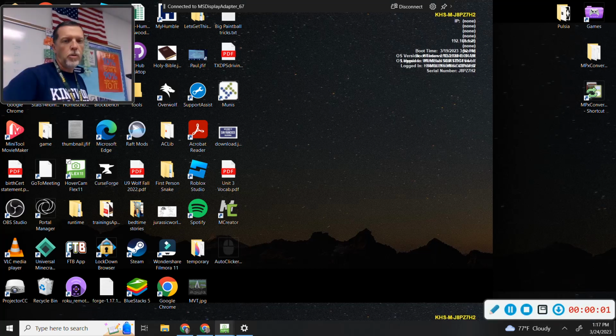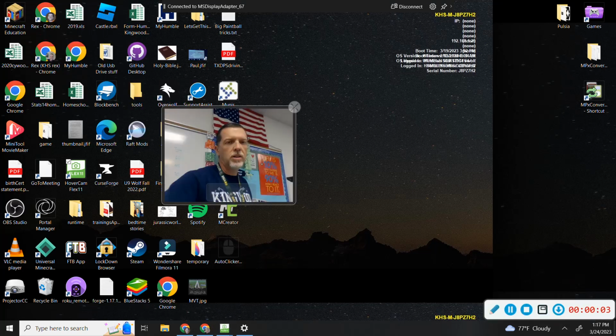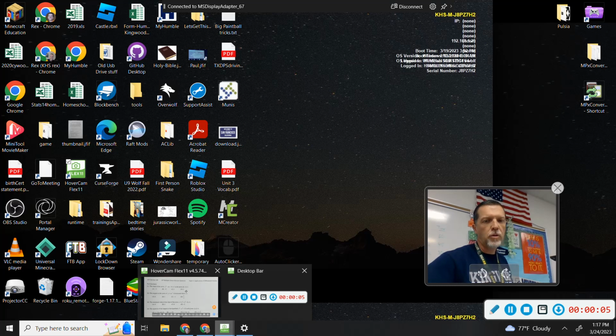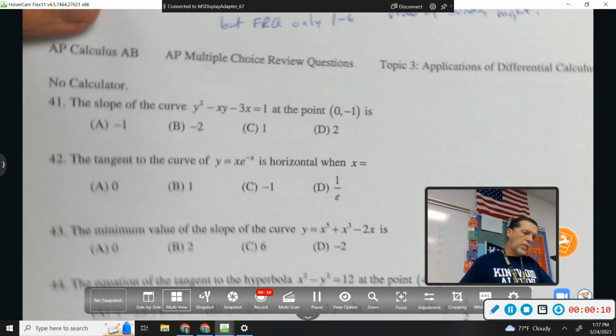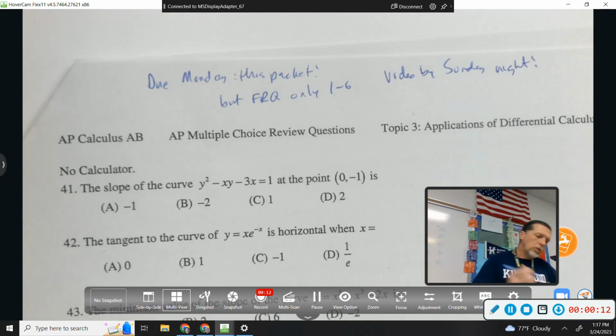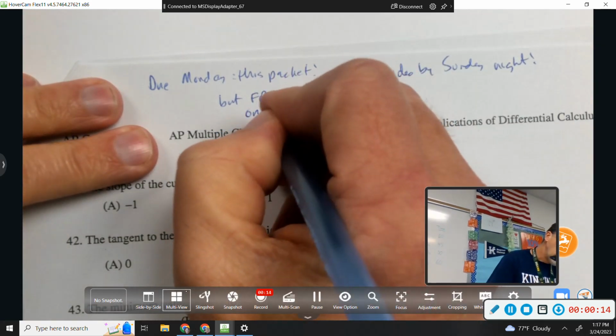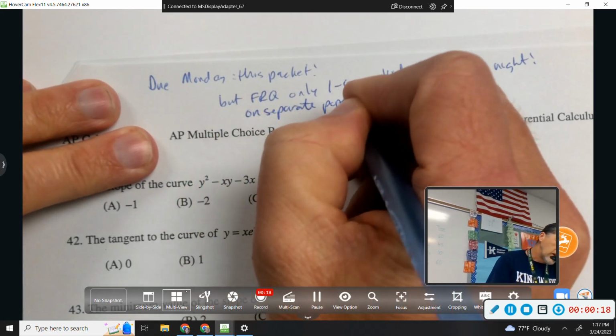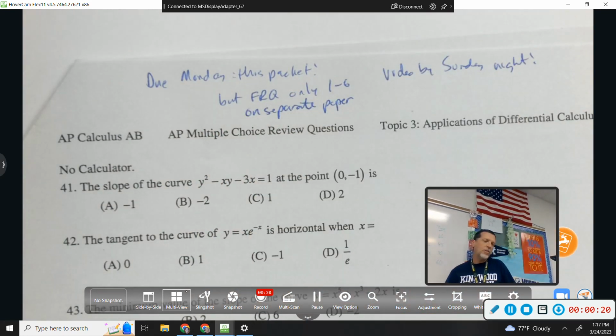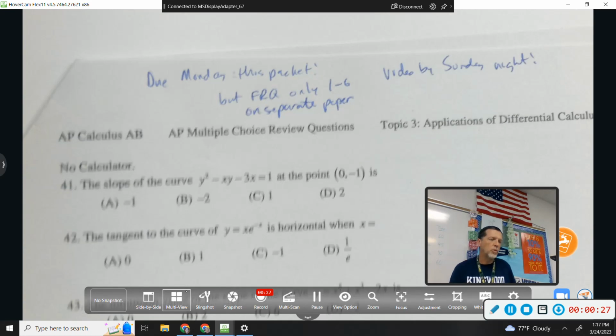You can scratch out 7 and 8 on the free response question. So again, this packet is due. FRQ is on separate paper. You're not trying to squeeze it all in there. Multiple choice, I'm fine if you try to squeeze it in the margins because a lot of those are quick enough that you can pull that off.